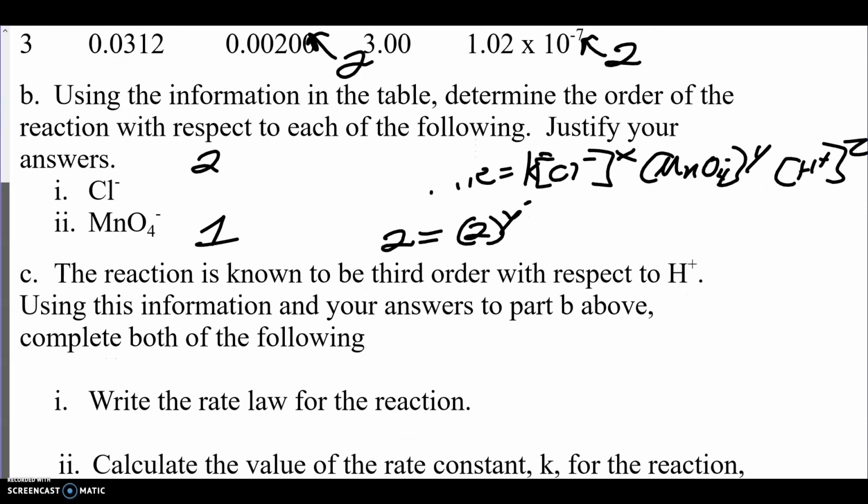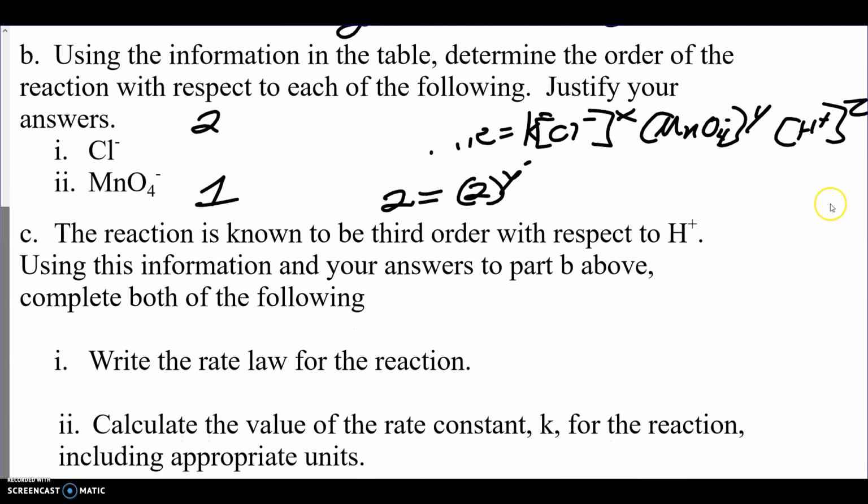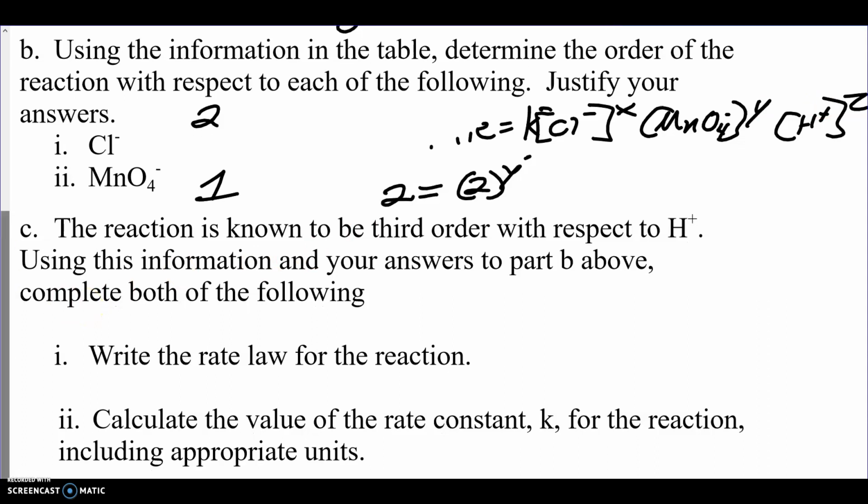says a reaction known to be in third order with respect to H, so they already gave us a z. Okay, using the information, write your rate law for the reaction. So this is what we did just a minute ago, but now we actually have values to plug in. So our rate is going to equal k times the concentration of chlorine, which we said is in the second order, times the concentration of permanganate, which we said is in the first, times the concentration of hydrogen, which they told us is in the third order.